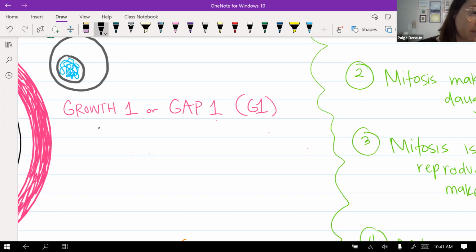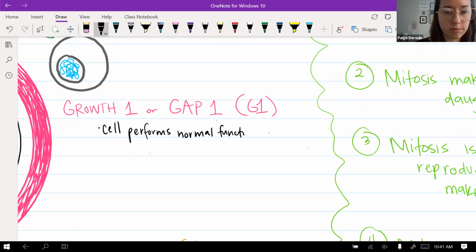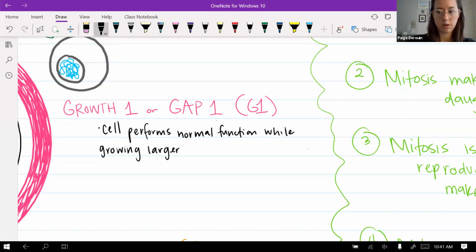So the cell performs normal function while growing larger. The cell is just doing its regular normal thing, and also eating food and getting bigger and growing in size.